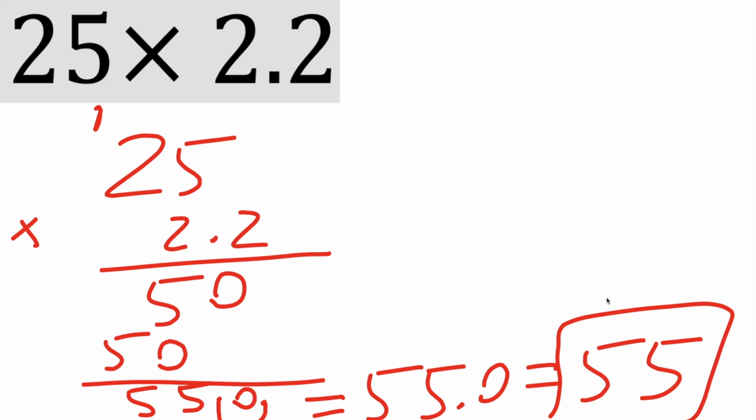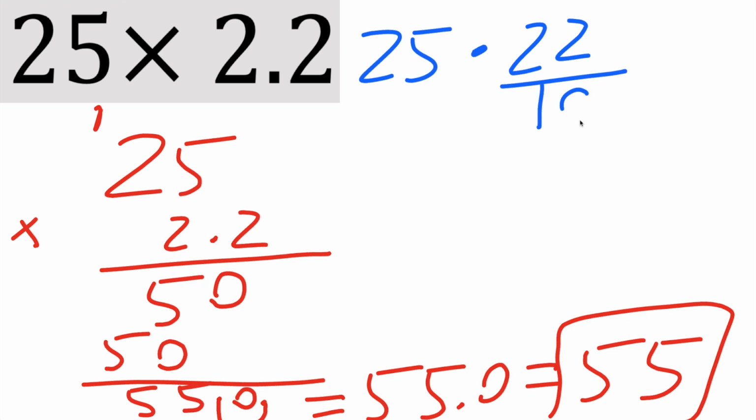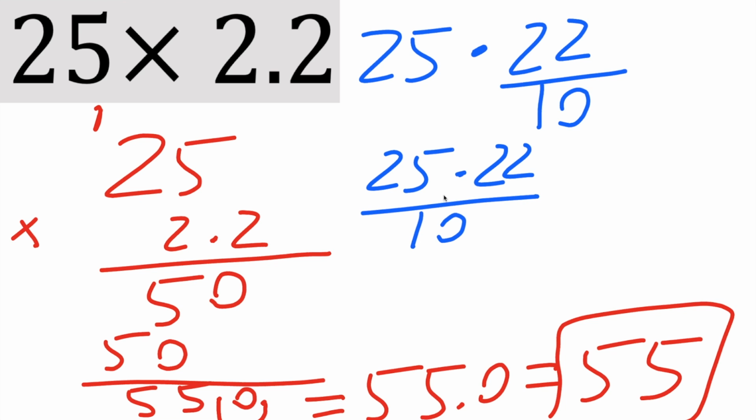And again, this is one method to solve this problem, and I'll show you another one. So the other method is, again, you could rewrite this as 25 times 22 divided by 10. Because 22 divided by 10 is 2.2. So let's multiply this out. So you would have 25 times 22 divided by 10.